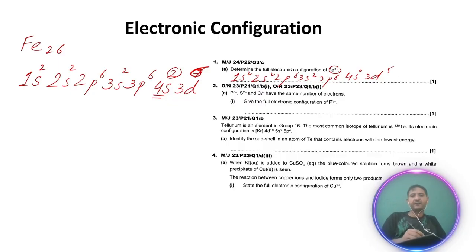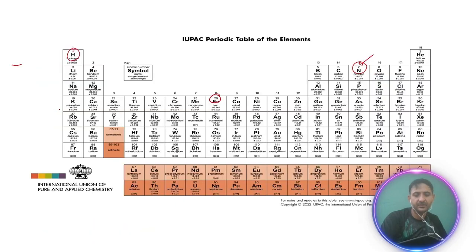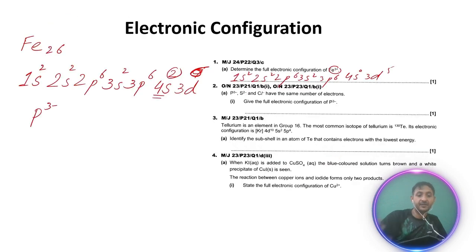Okay? Next question: P3-, S2- and chloride have the same number of electrons. Give the full electronic configuration of phosphorus 3 negative. Now we have this P3-. So what is the atomic number of this? I know, but for your convenience, you can check it is 15. Okay, it means there are 15 electrons.